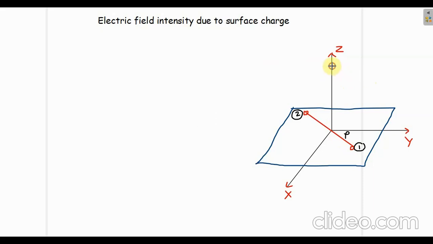Let us consider a point on the z-axis, and let the field intensity due to this sheet be calculated at this point P. So let's join this.